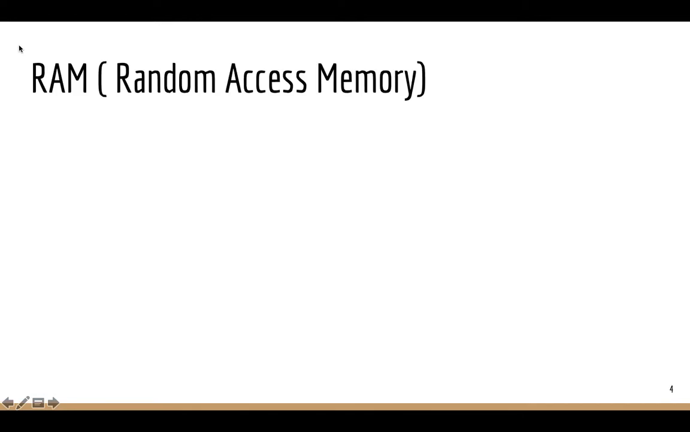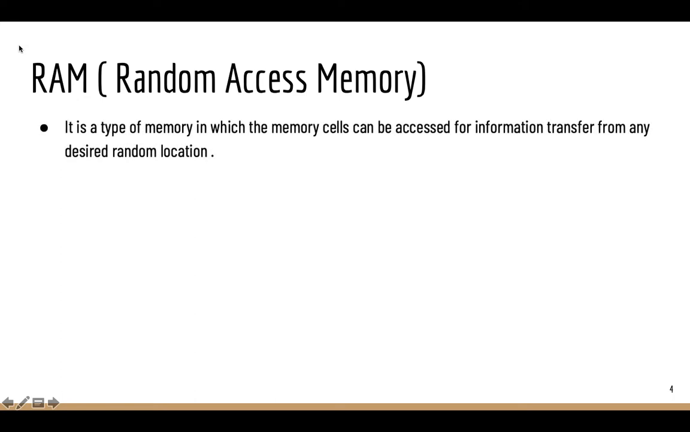So let's begin our discussion with RAM. RAM stands for Random Access Memory. It is a type of memory in which the memory cells can be accessed for information transfer from any desired random location. Now, if we are accessing the memory cells from a random location rather than in a sequential manner, it is known as RAM.